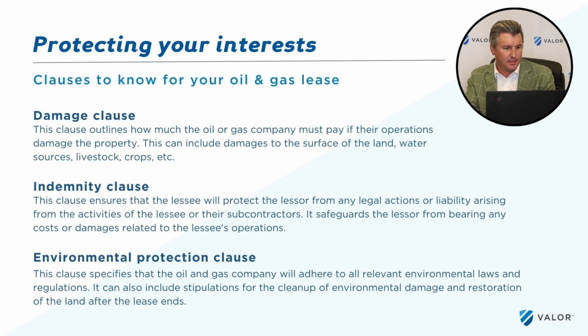Damage clause. This clause outlines how much the oil and gas company must pay if their operations damage the property. So if you are the surface owner and the mineral owner, you have the ability to make additional money, like Blake said, for the operating company to come in and drill a well on the surface of your property, and they have to maintain it at the surface, the water sources, the livestock, the crops, and return it to its original condition, or as close as they can, depending on your oil and gas terms.